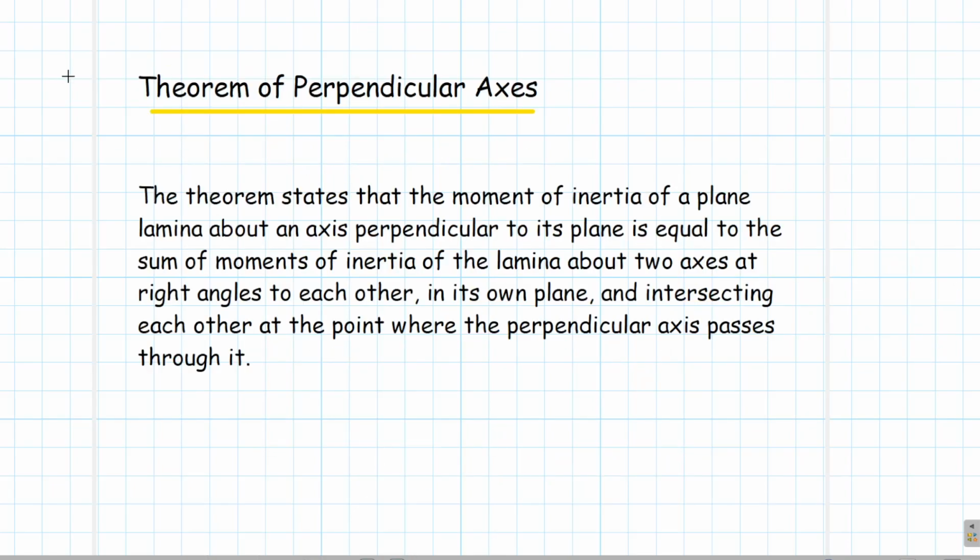Now moving to the second of the theorems on moment of inertia. The second theorem is the theorem of perpendicular axis. So what is this theorem? The theorem states that the moment of inertia of a plane lamina about an axis perpendicular to its plane is equal to the sum of moments of inertia of the lamina about two axes at right angles to each other in its own plane and intersecting each other at the point where the perpendicular axis passes through it.